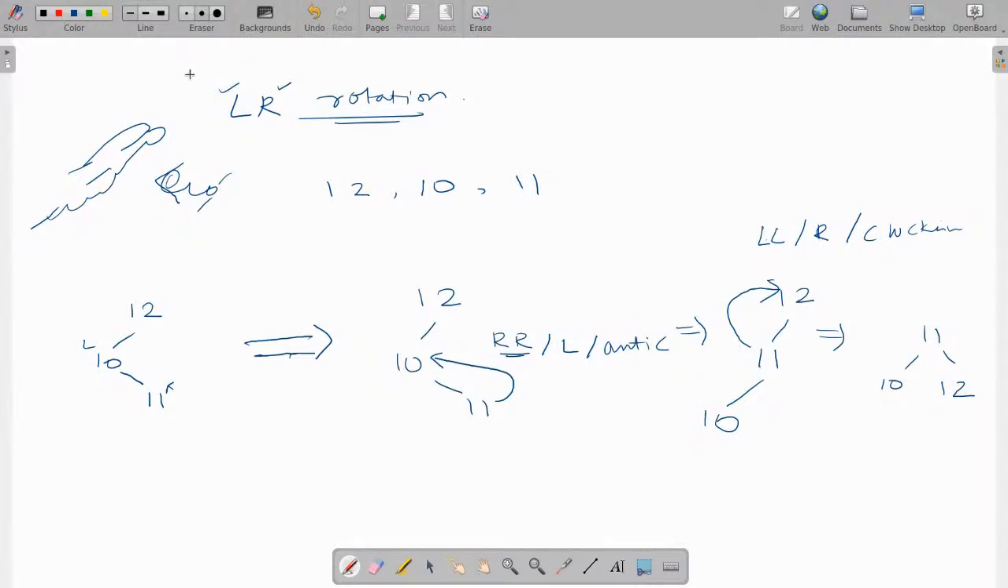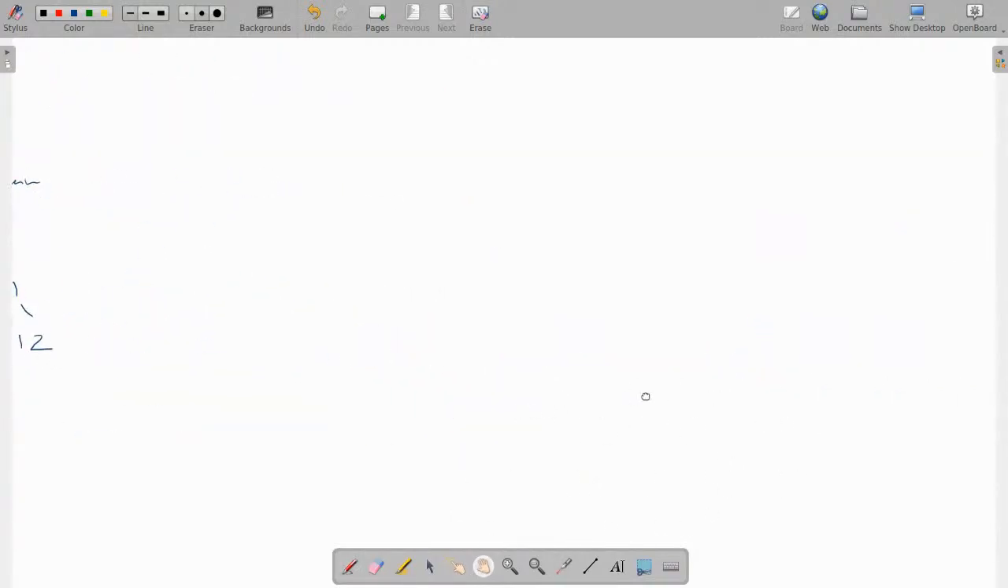So LR rotation means when the balanced nature of the AVL tree or binary search tree is disturbed by a node that is inserted as the right child of the left child of the concerned node. So what we do is we perform two subsequent rotations. First rotation is an anti-clockwise rotation, which converts this particular structure to a left ka left child structure, this structure to this structure. And after this, we already know how to convert this structure into a balanced binary search tree. That is by performing an LL rotation or a right rotation. Okay. In similar fashion, we perform an RL rotation.